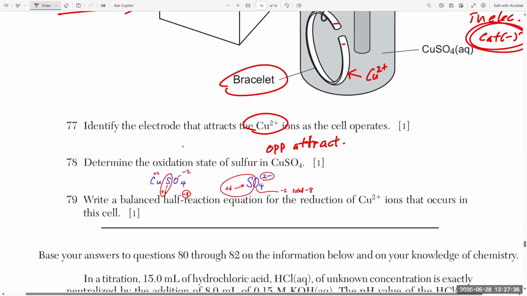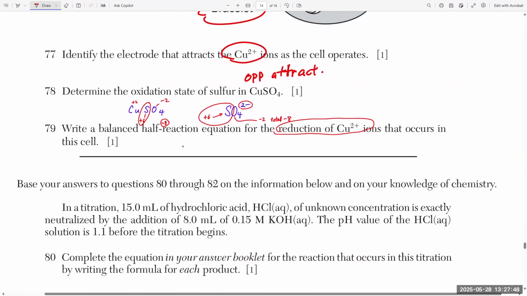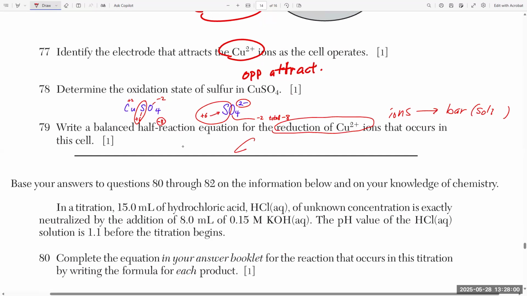Write the balanced half reaction equation for the reduction of copper 2+ ions that occurs in the cell. Well, look, at this point, hopefully you've been knocking out enough of these FRQs to understand reduction of copper 2+ means what? It means ions going into the bar or the solid, right? So that means what? Copper 2+ going into the copper bar, right? You remember reduction means the bar is growing, it's getting larger. And how do you charge balance this?